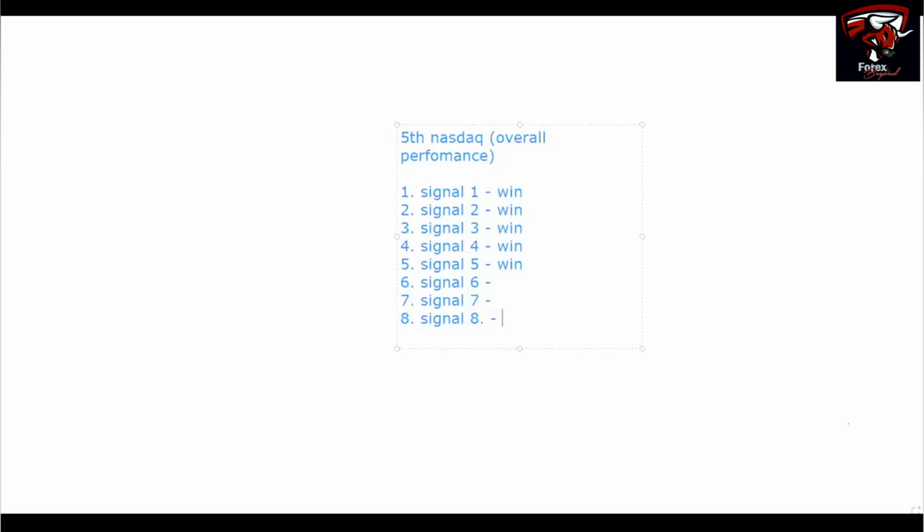Signal 8, it's not yet in. I'm predicting a win. Signal 7, it's today, on my birthday. I'm predicting a win. Signal 6, which was yesterday, the 16th of May, it was a loss. Right? Look at the stats. FBK students now. Signal 1, win. 2, win. 3, win. 4, win. 5, win.